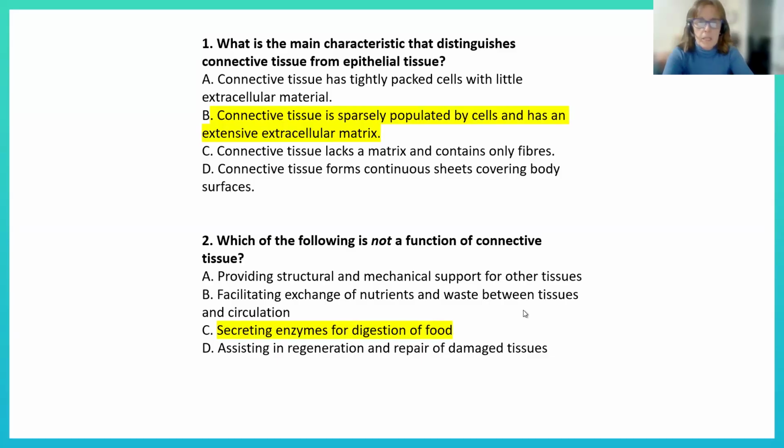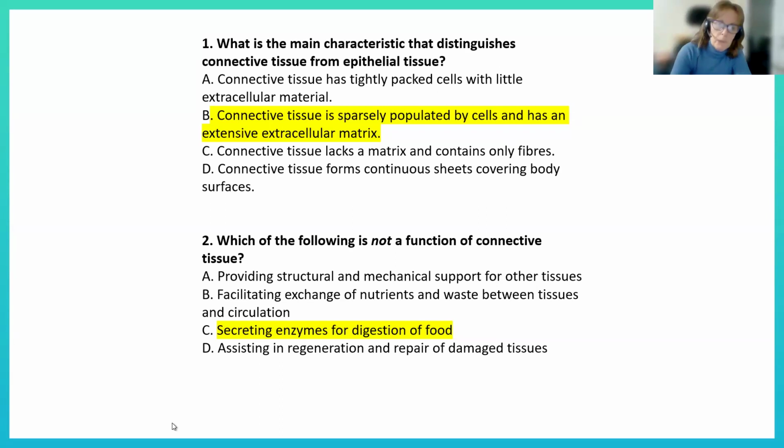So answers are B and C. Connective tissue is sparsely populated with cells. That means it hasn't got much in terms of cells, but it's got an extensive extracellular matrix. So yes, there's cells, but there's a lot of other stuff as well. We're going to have a look at blood later on in the course, but blood's a really good example of something being sparsely populated with cells. Yes, there's red blood cells, there's white blood cells, but a lot of blood is the plasma fluid. That's why it's a liquid.